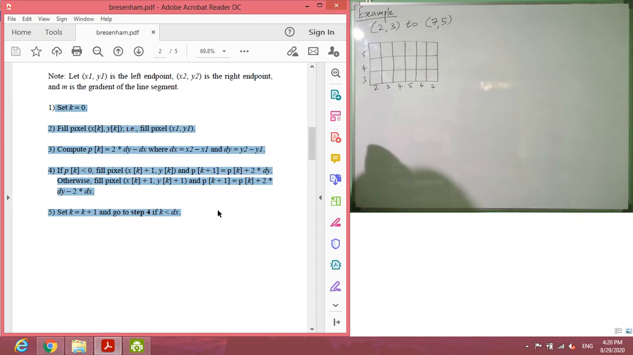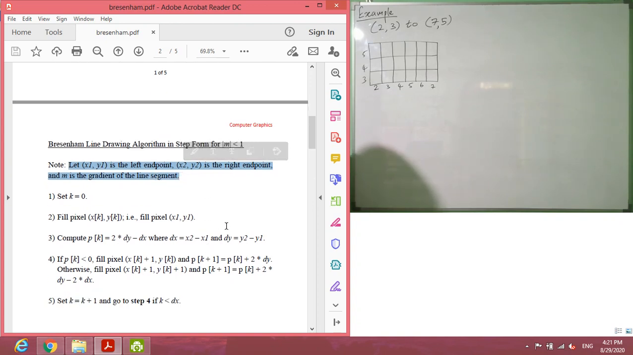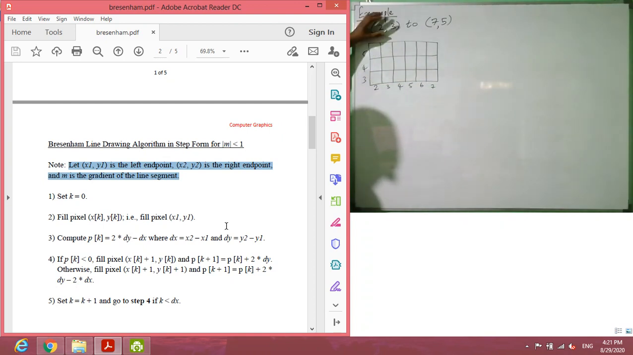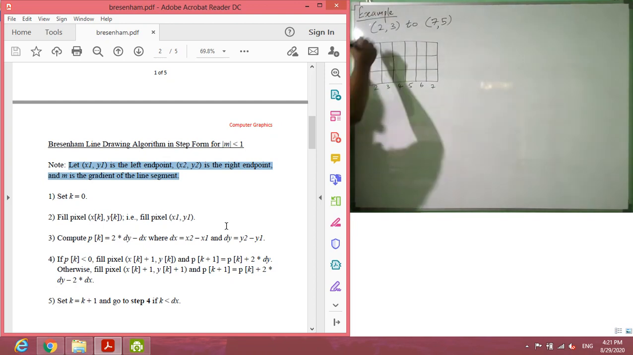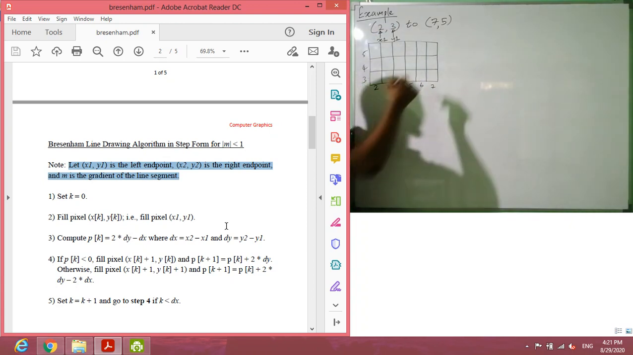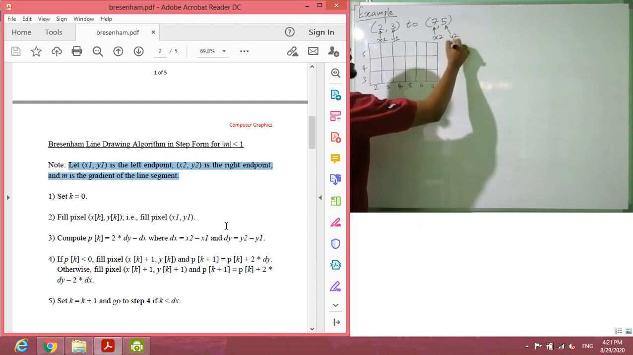Now x1, y1 is the left endpoint. Out of these two endpoints, this has the lowest x coordinate. Therefore, this is the left endpoint. Therefore, this is our x1, this is our y1. Then this is our x2, this is our y2.